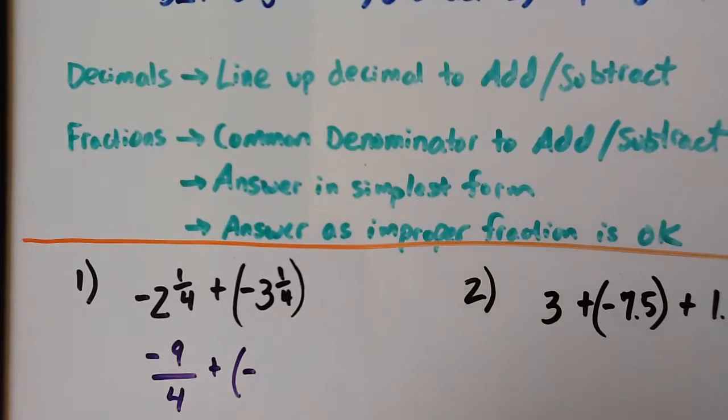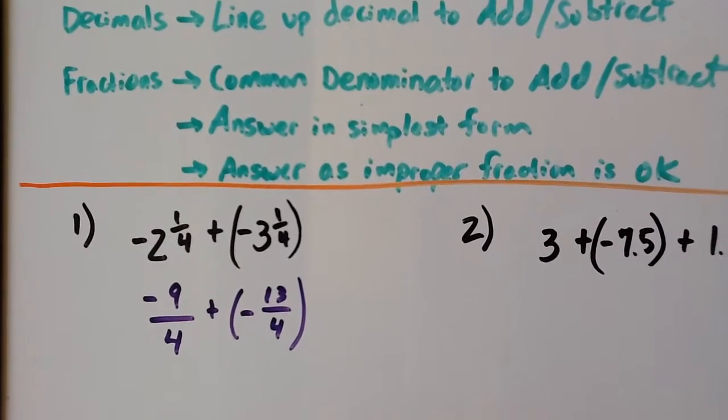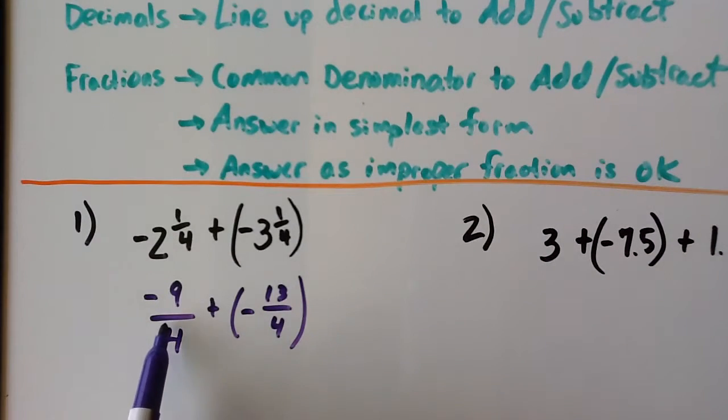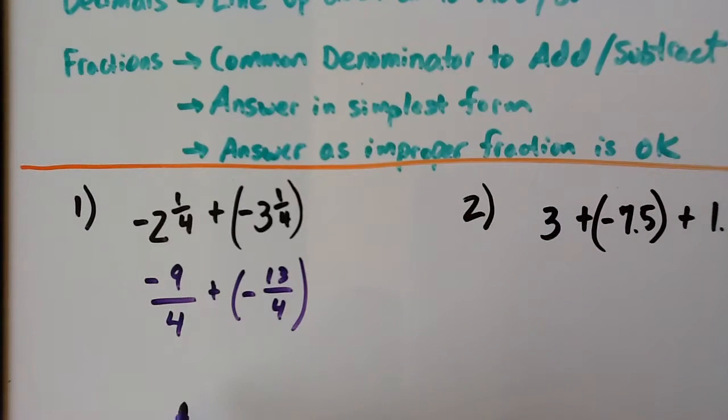Plus, I have this negative number. Let's use the C method. 4 times 3 is 12. Plus 1 is 13. That's my numerator. My denominator of 4 stays the same. So as you can see here, I am adding negative number and negative number. So they have the same sign, so I'm going to add them and keep the sign. So I know since they're both negative, my sum will be negative.